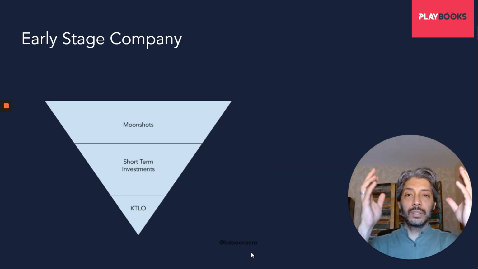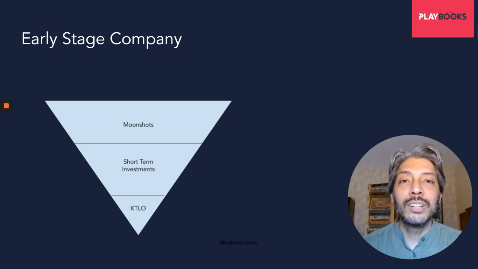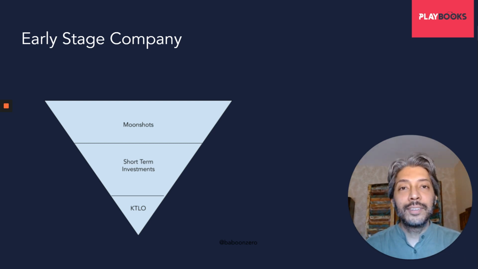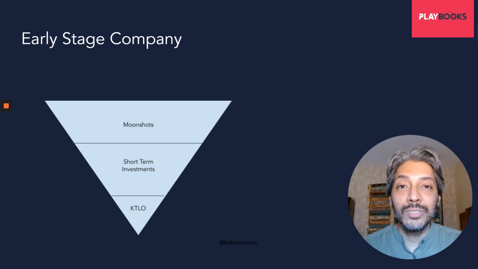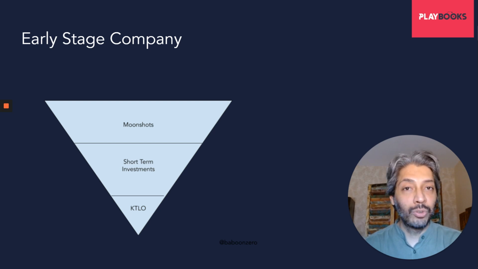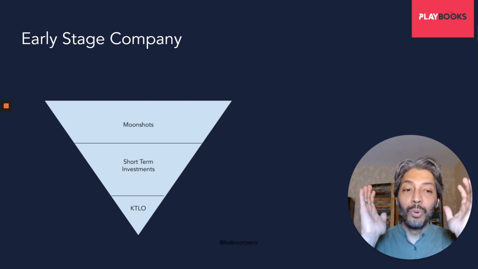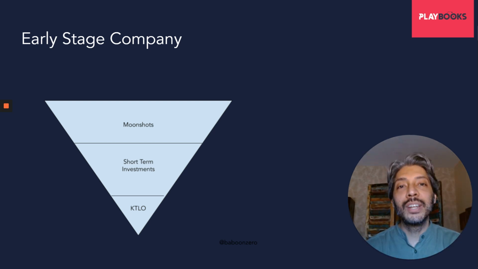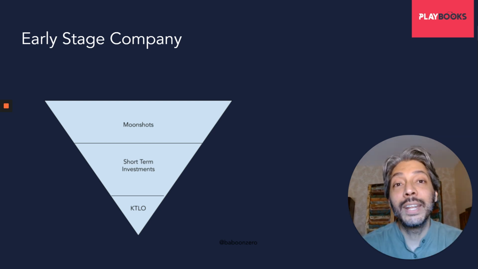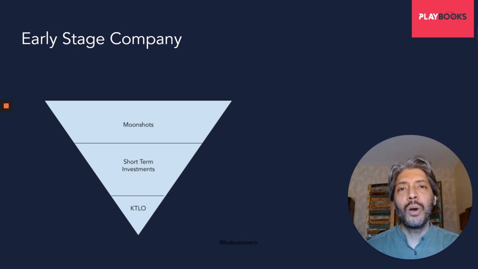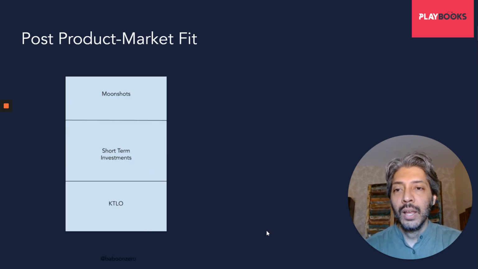Now, this is the shape of the roadmap of an early stage company. The lights haven't yet been turned on. You're about to turn on the lights. So a very small portion of your people are going to be focused on KTLO and short-term investments. You've not found product market fit. So pretty much everyone is building a brand new product from scratch. The very fact that your company exists is a moonshot, right? Is a very big deal. So most of the people are on the top of this inverted pyramid and they're all working on getting towards product market fit. And this is typically how any new company would be organized.